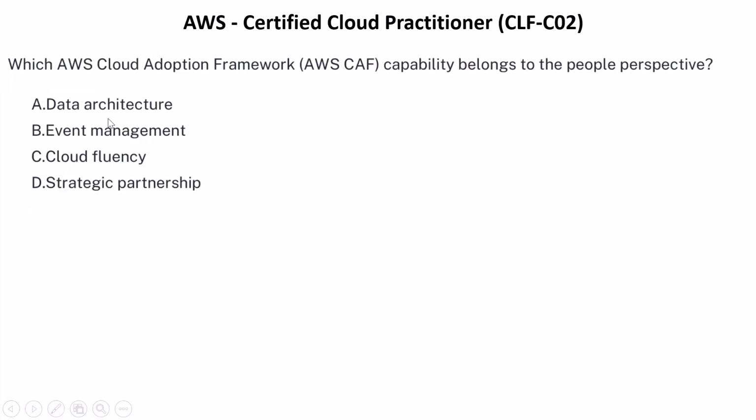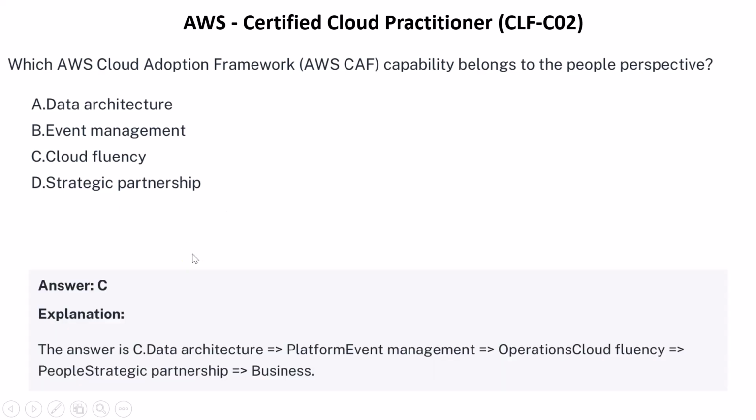Next question. Which AWS Cloud Adoption Framework capability belongs to the people perspective? The options are: option A, data architecture; option B, event management; option C, cloud fluency; option D, strategic partnership. Correct answer is option C, cloud fluency.